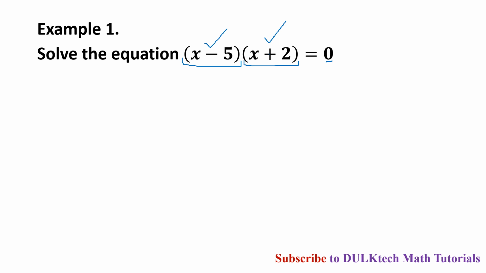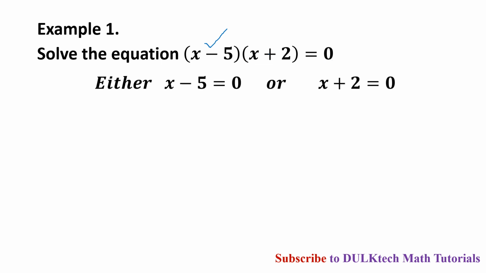So we are going to do it this way. We are not very sure, but there's a possibility that x minus 5 is equal to 0, in such a way that if we substitute 0 for x minus 5, it will be 0 times x plus 2, and we get 0. Or x plus 2 is 0. So mathematically we can write that as either x minus 5 is equal to 0 or x plus 2 is equal to 0.